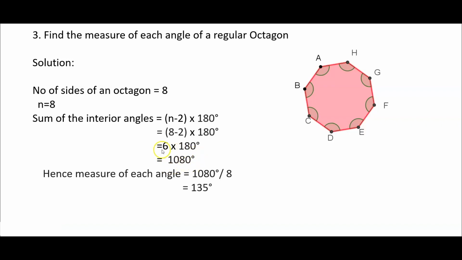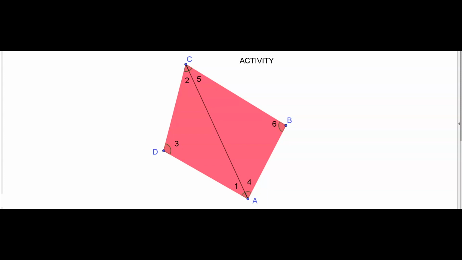Now this is not the answer we want. This is the sum of the interior angles of this given regular octagon. How many angles do we have here? Yes, we have 8 angles and they are all equal. So when I tell they are all equal, how do I get each of these angles? Yes, the total of all these angles divided by 8 will give me the measure of each of these angles. And that's exactly what I have written here. Hence, the measure of each angle will be equal to 1080 divided by 8, which will be equal to 135 degrees.